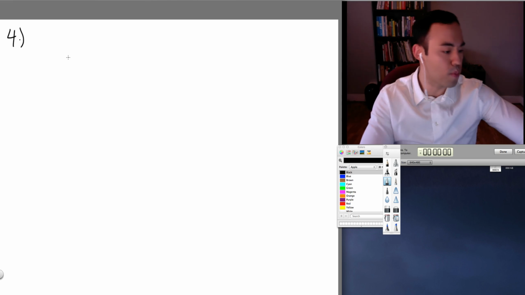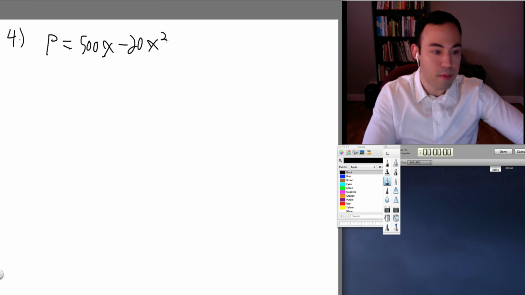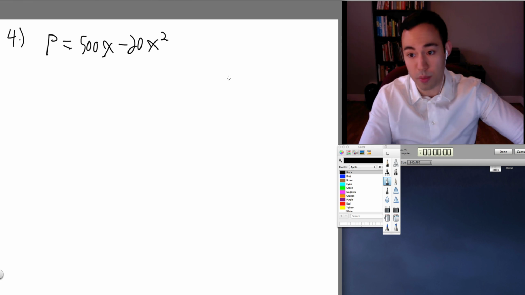A company's profit P in dollars for producing x machines in one day is given by this formula: P equals 500x minus 20x squared. If the company produces 10 machines in one day, then according to this formula, what is the profit for this day? So this is essentially a function problem.